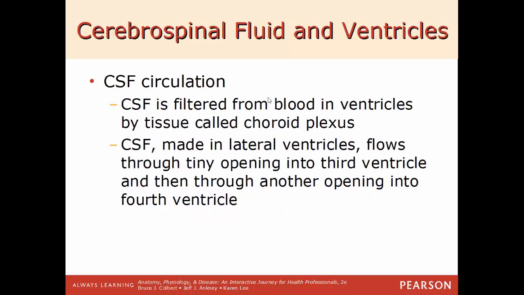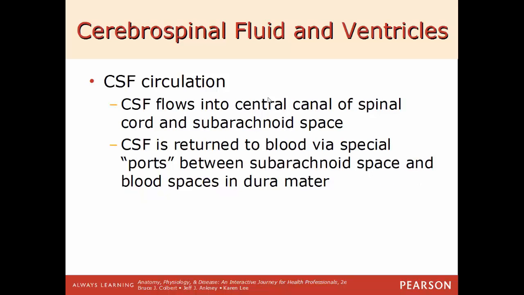All right, next we'll talk about cerebrospinal fluid circulation. CSF is filtered from the blood in ventricles by tissues called the choroid plexus. And the CSF is made in the lateral ventricles, will flow through tiny openings into the third ventricle, and then through another opening into the fourth ventricle. So this fluid will then flow into the central canal of the spinal cord and the subarachnoid space. And then this fluid gets returned to the blood via special ports between the subarachnoid space and the blood spaces in the dura mater. So it's a constant recycling of the fluid. It's constantly being made, then used, and reabsorbed and recycled.